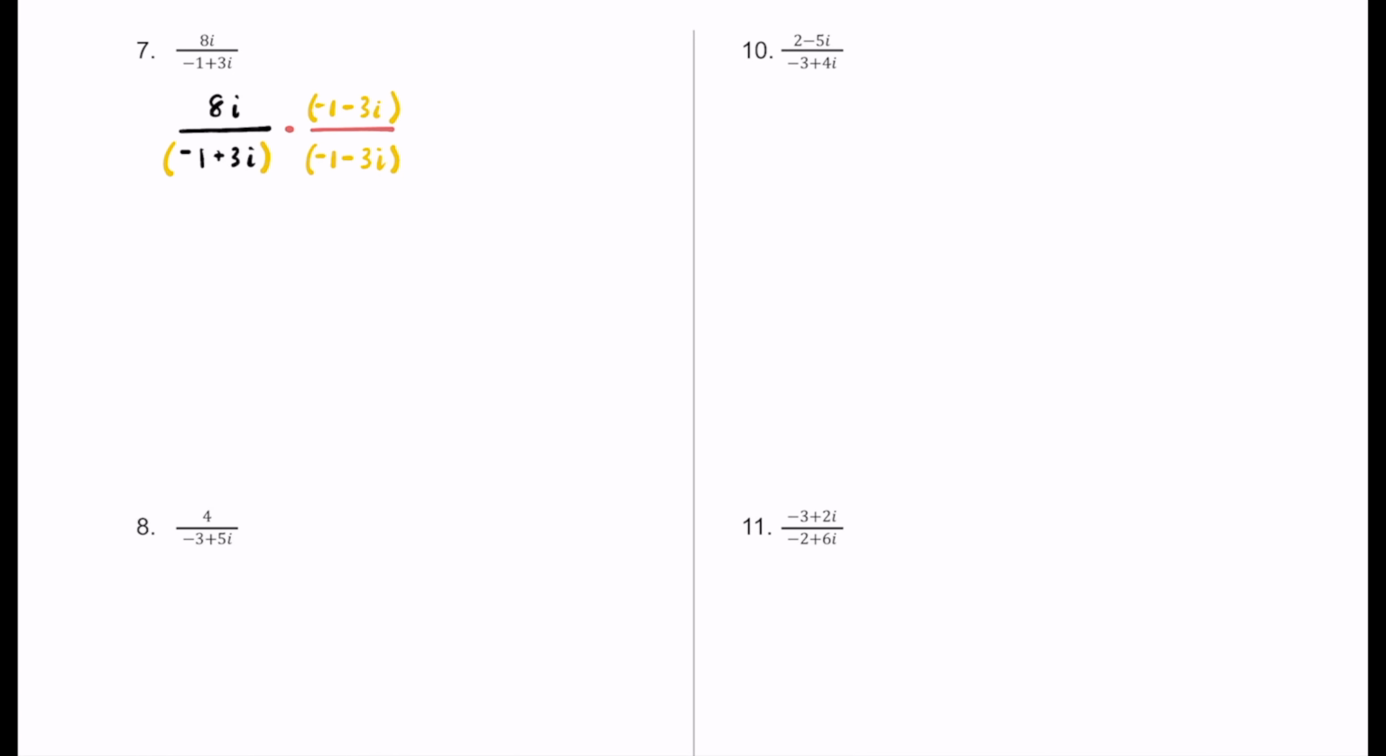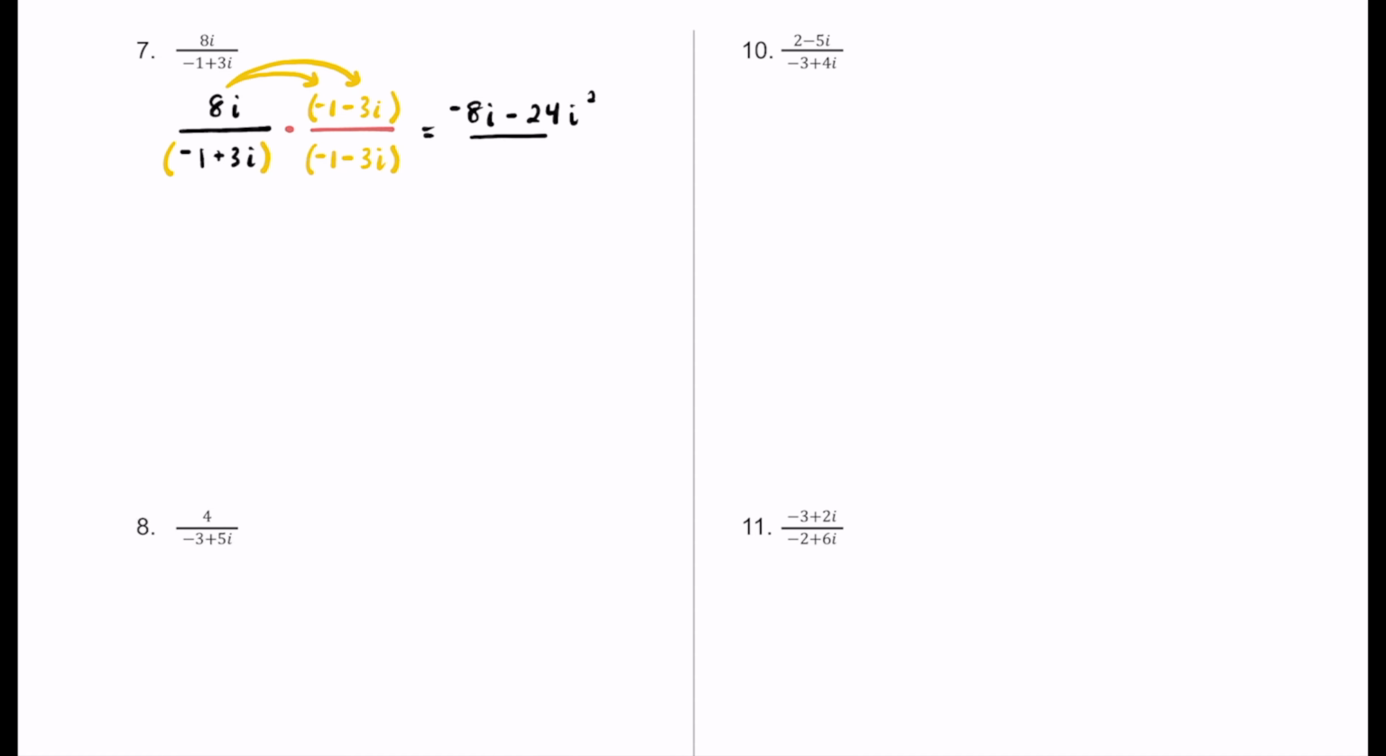All right, so let's go ahead and take this 8i and distribute to negative 1. 8i times negative 1 will be negative 8i. And let's take this 8i and then multiply it by negative 3i. So 8 times negative 3, that's going to be negative 24. And then i times i is going to be i squared.